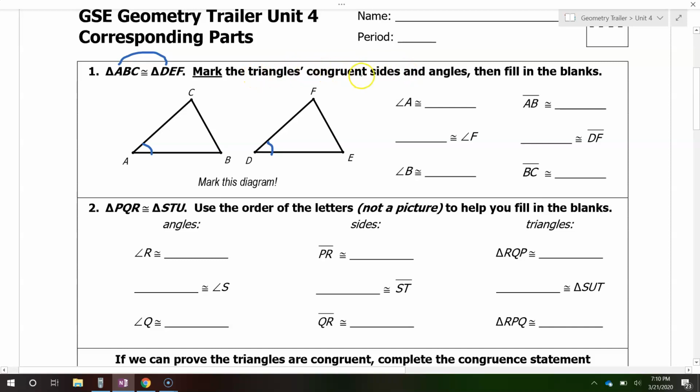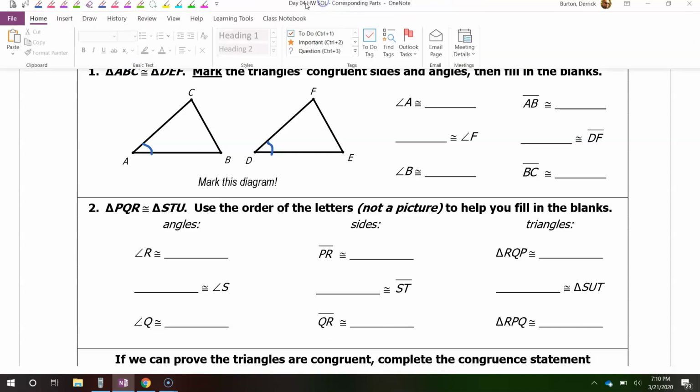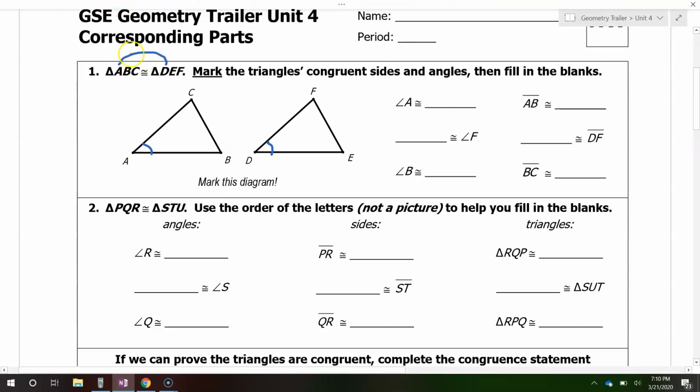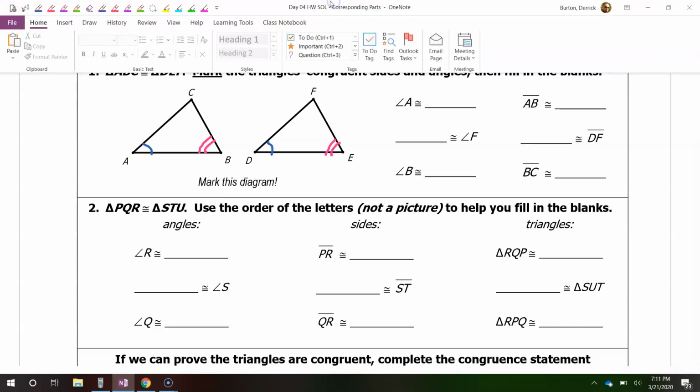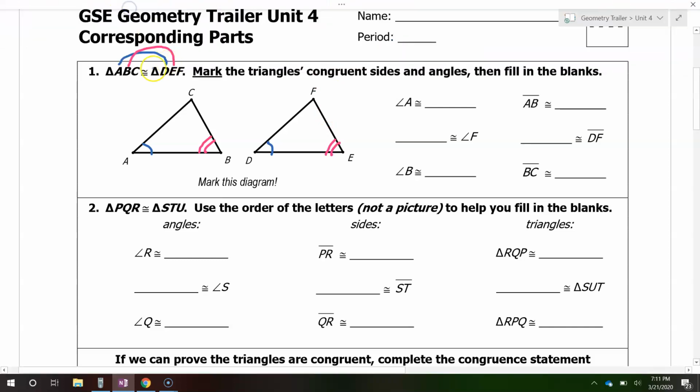All right, mark the triangles, congruent sides, and congruent angles. This also means that angle B and angle E are congruent. So double swoop, double swoop. And of course, that means that angle C and angle F are congruent. Triple swoop, triple swoop.